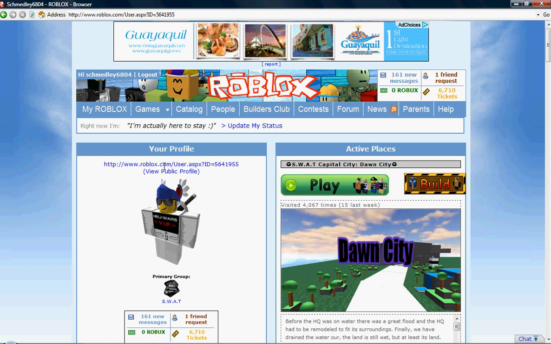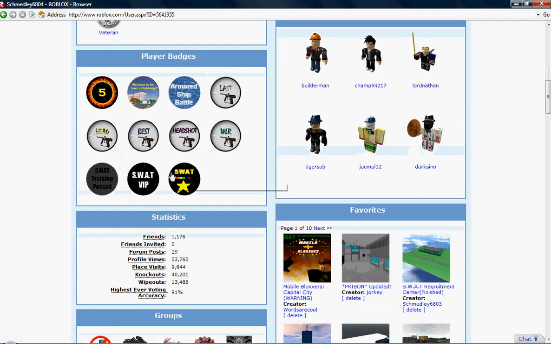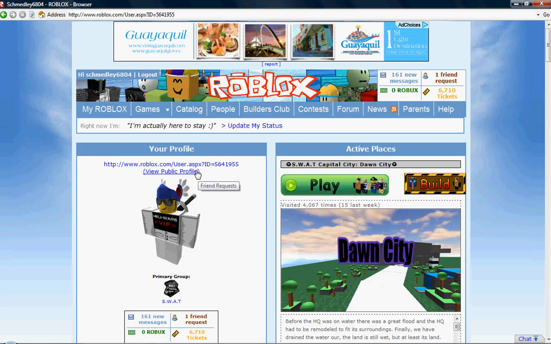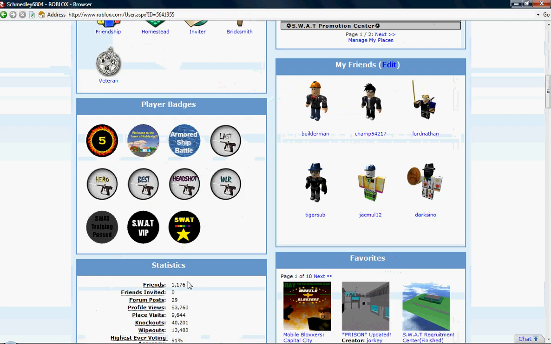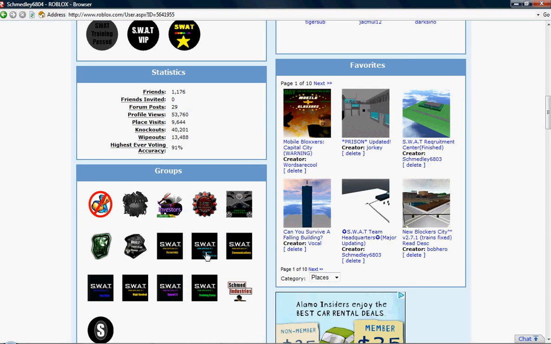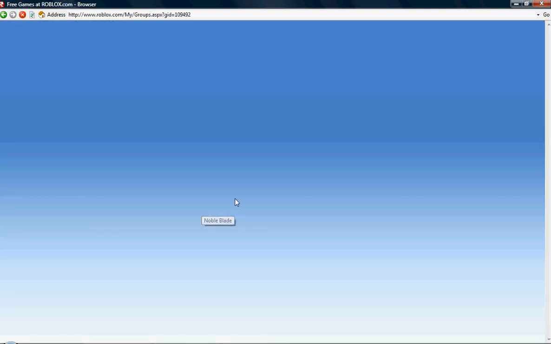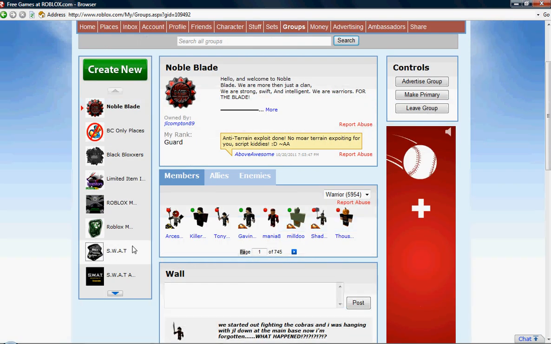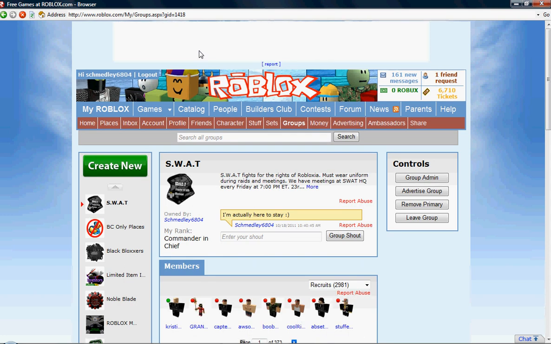A good logo is very important too. People aren't going to join a group that has a picture of a fat guy riding on a motorcycle the wrong way down the street. You're gonna want to have a good logo. Like look at Noble Blade, for example. They have a nice logo. SWAT, they have a nice logo too, or we have a nice logo.